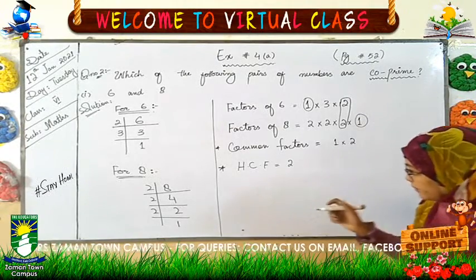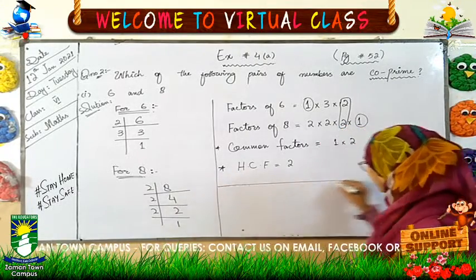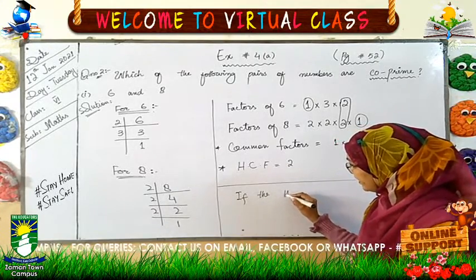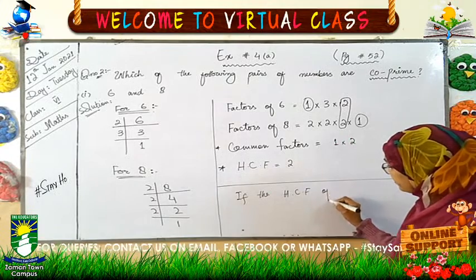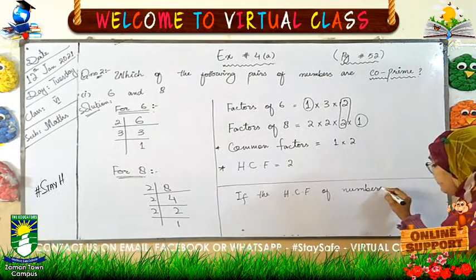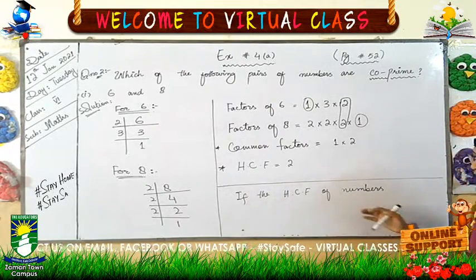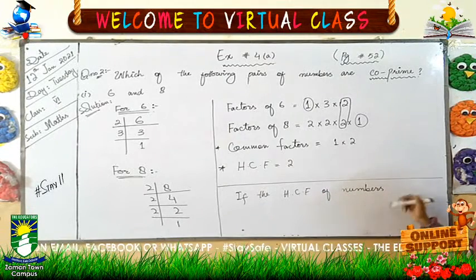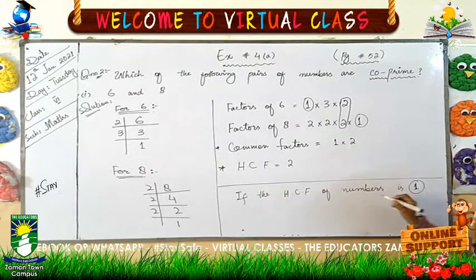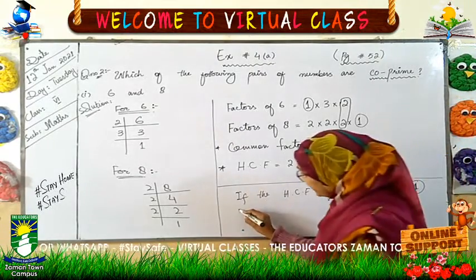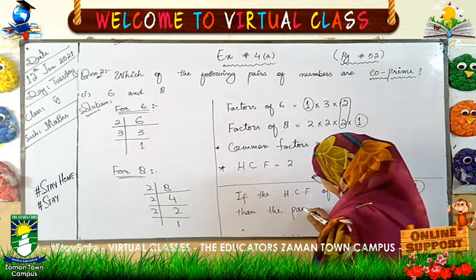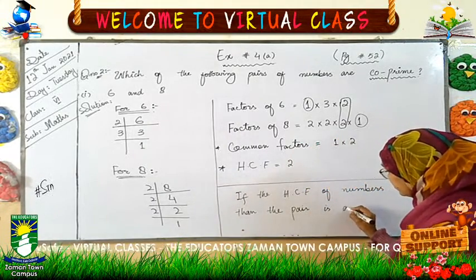Now what is a co-prime? I am writing the definition of co-prime here. If the HCF of the numbers, we are having 2 numbers or 3 numbers, is 1, then the pair is a co-prime.